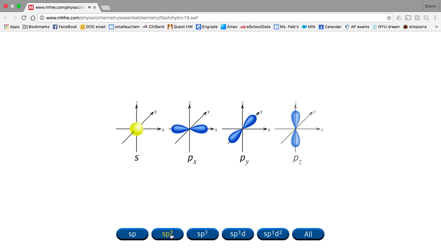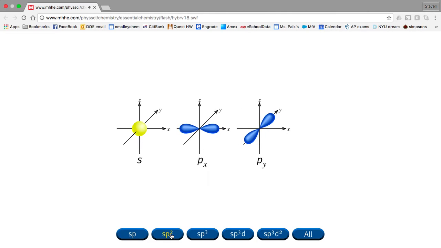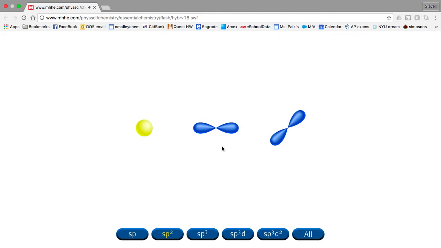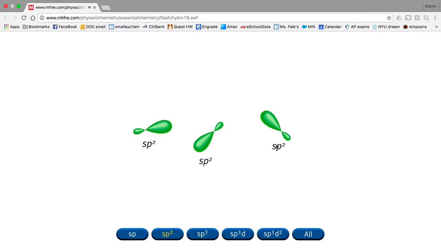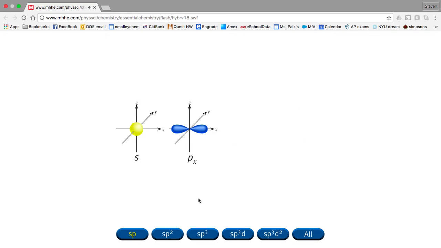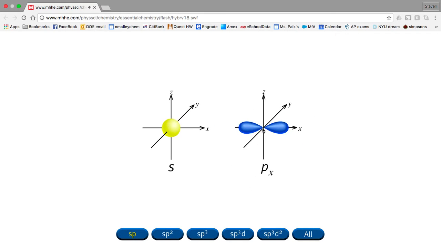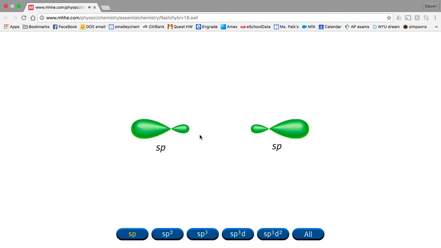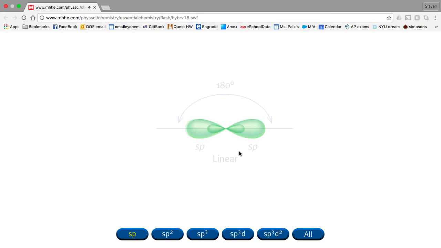There are 2 other hybridizations that are worth knowing. The sp2 hybridization involves only 2 p orbitals and a single s. They come together to make 3 equivalent sp2 hybrid orbitals, and that exhibits a trigonal planar geometry with a 120 degree bond angle. And lastly, the sp hybridization only uses 1 of those p orbitals and 1 of the s orbitals, and you get 2 equivalent hybrid sp orbitals. The name simply comes from how many of each type of orbital goes in there.